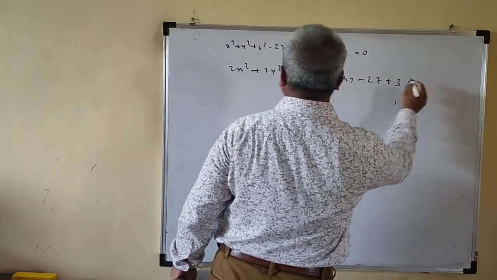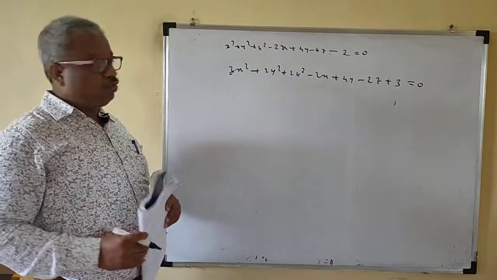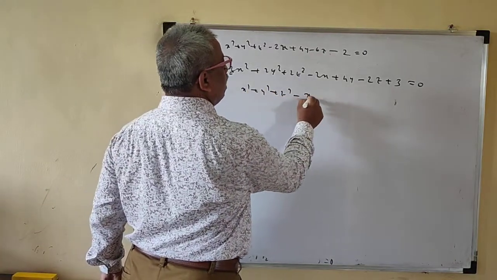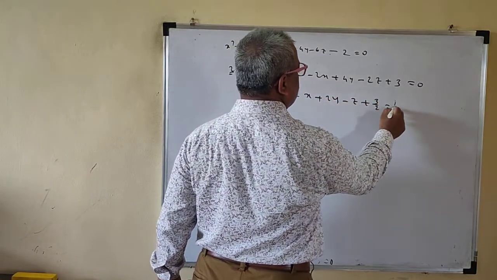Okay. So now 2 is there. We don't want that 2 now. You want to reduce this equation. What? x² + y² + z² minus x plus twice y minus z plus 3/2 is equal to 0. Okay.